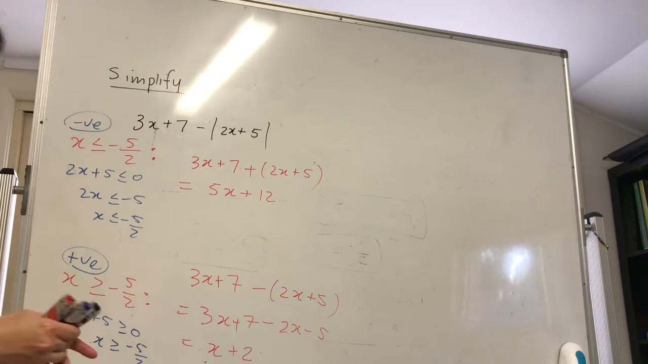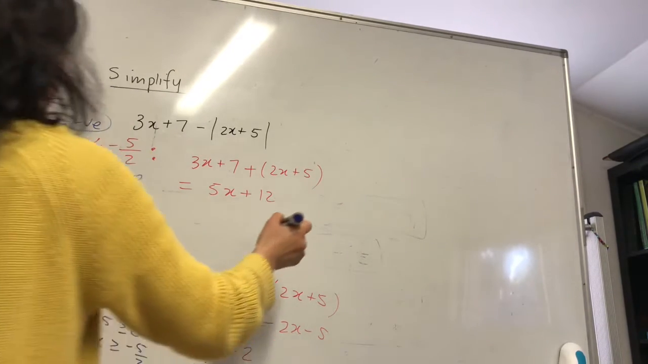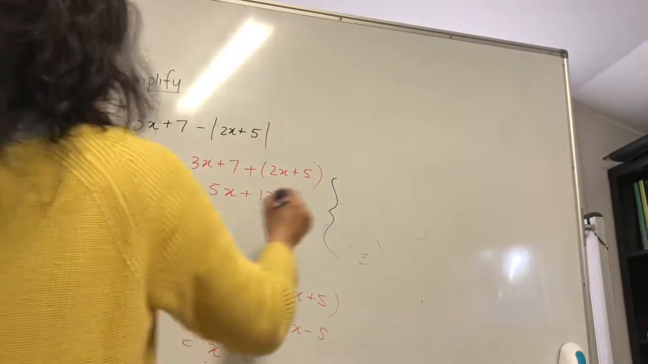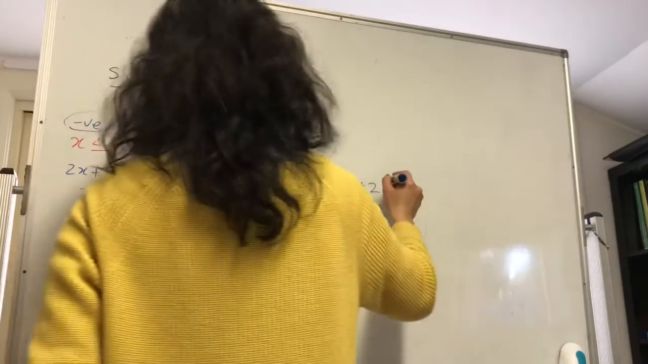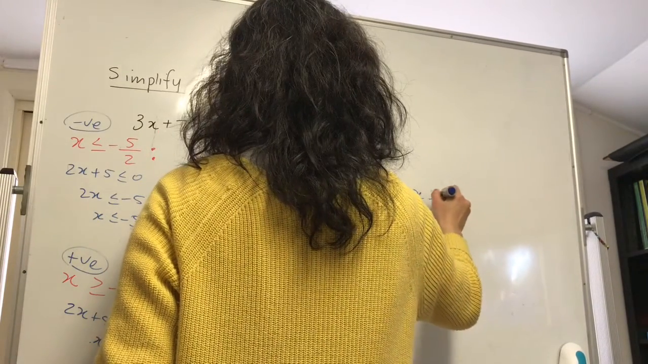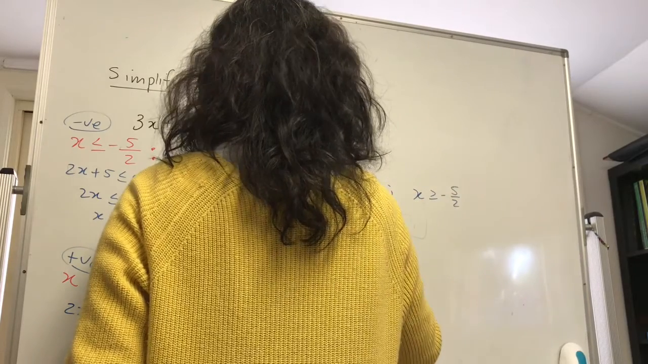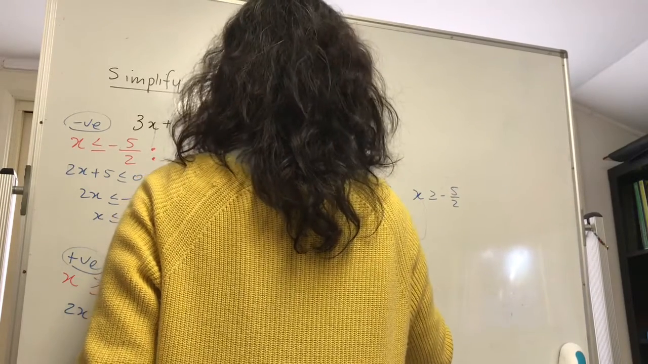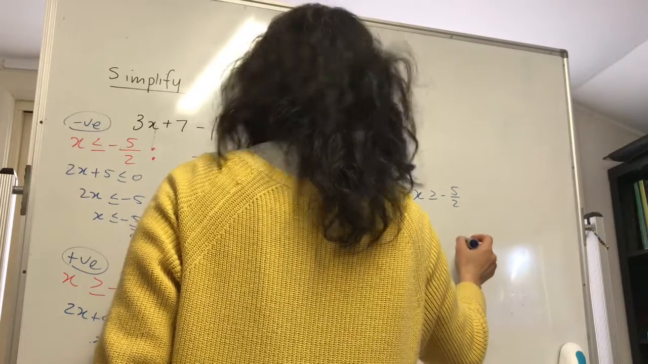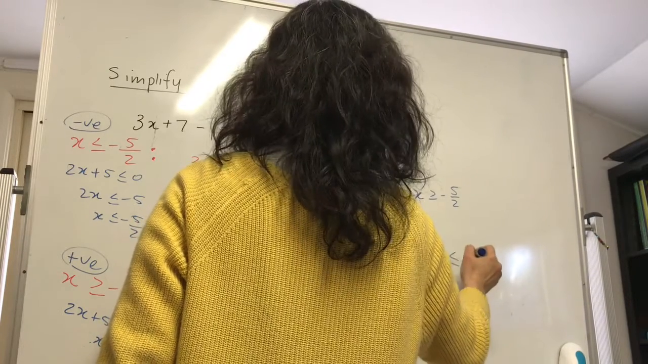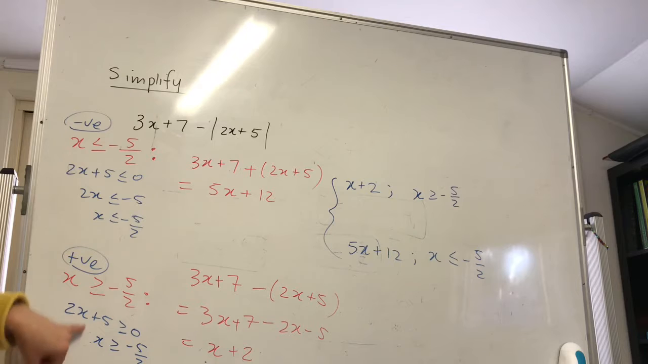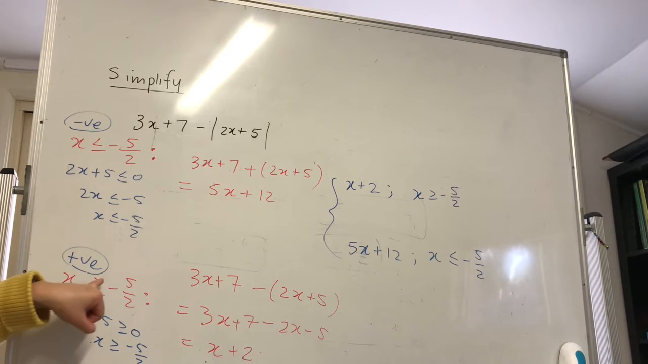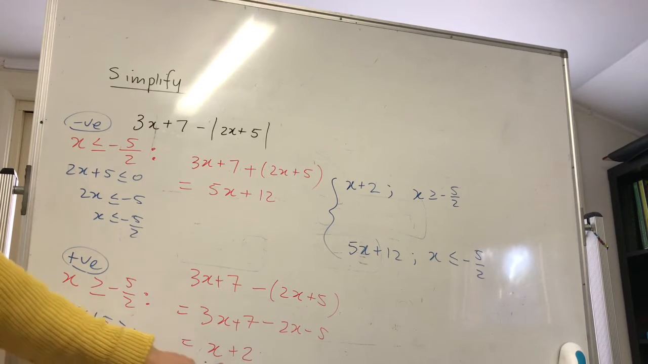Yeah. So now how are we going to write this as the answer? We will go x plus 2 when, and this was 5x plus 12 when x is, and does that make sense? So I just put the positive first. So when x is bigger than or equal to minus 5 over 2, you will get x plus 2.